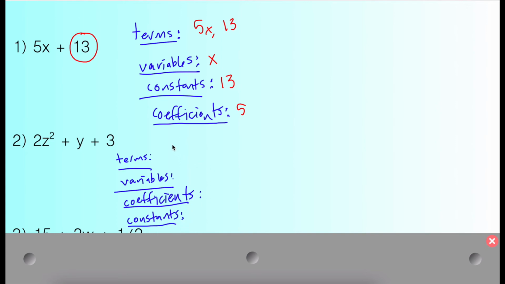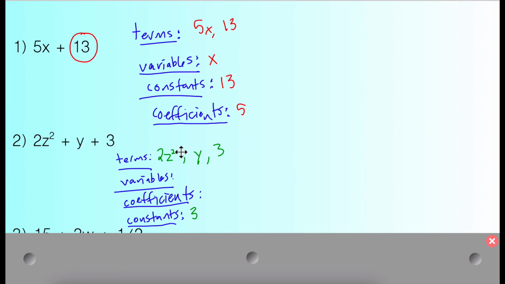All right, so what are the terms? How many are there? I noticed that there are 1, 2, 3 terms, 3 pieces in this expression. And they're all separated in this case by addition signs. 2z squared, 2z to the second power, that's one of the terms. Another one of the terms is y, and the last term here is 3. All right, so I can see just looking at these that one of the terms is a constant, a number by itself, and that would be the term 3. So that one's out of the way.